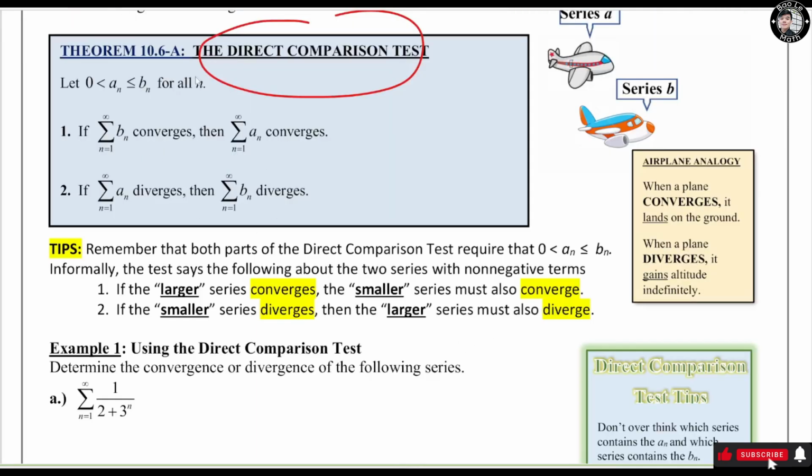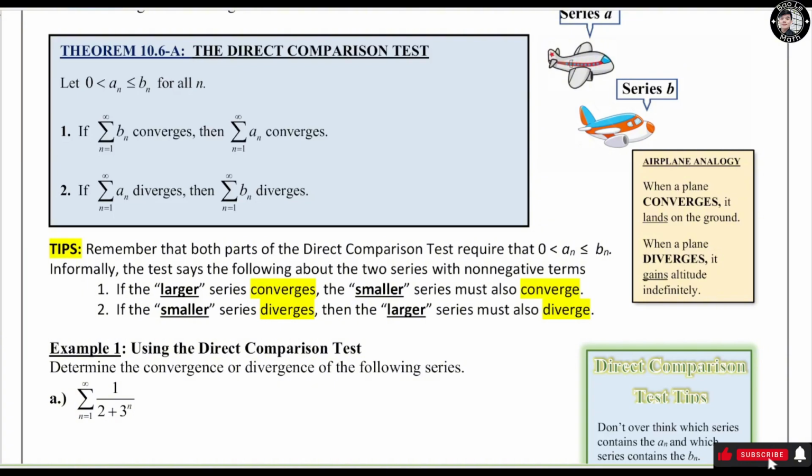Now let's take a look at the direct comparison test theorem. Let a sub n be less than or equal to b sub n, and both positive for all n. If the series b sub n converges, then the series a sub n converges. If the series a sub n diverges, then the series b sub n diverges.